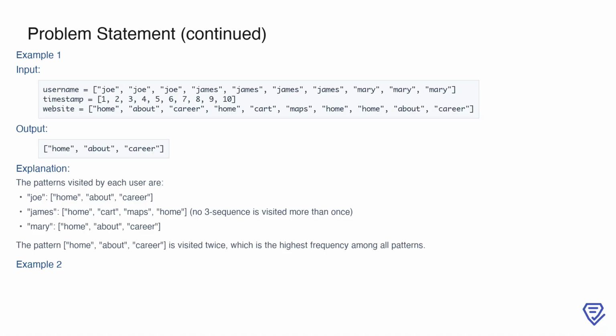Here, we are given the username, timestamp, and website arrays. For instance, user Joe visits 3 websites in the sequence home, about, career, while James visits 4 websites, but no 3 sequence repeats. Finally, Mary visits the same 3 websites as Joe in the same order. The pattern home, about, career occurs twice, which is more frequent than any other pattern. Since it has the highest frequency, it is the result. This example helps illustrate how we track and compare patterns across different users.